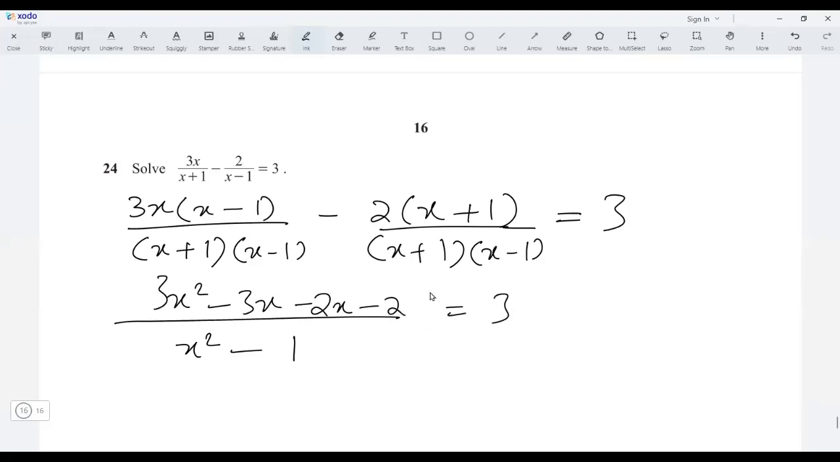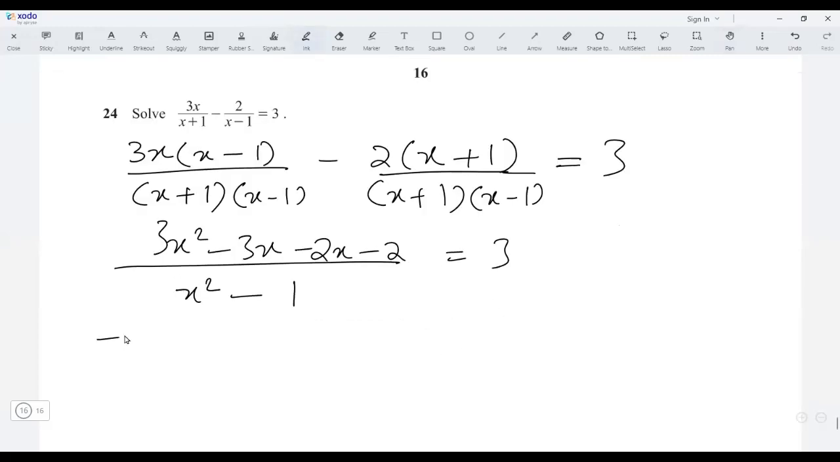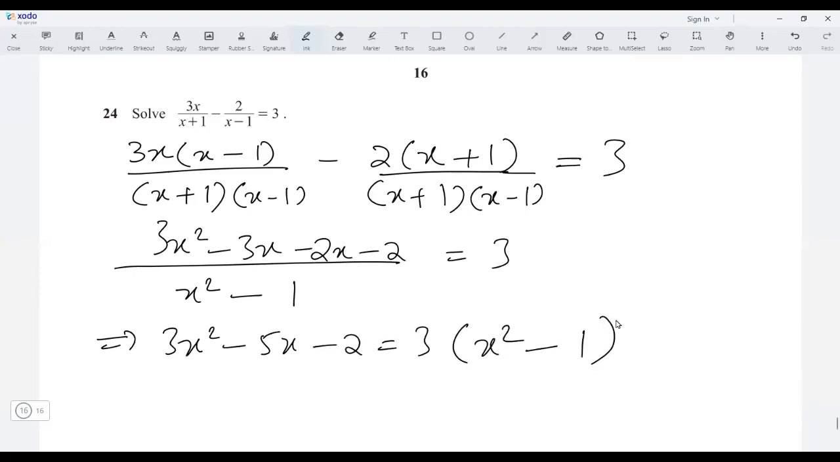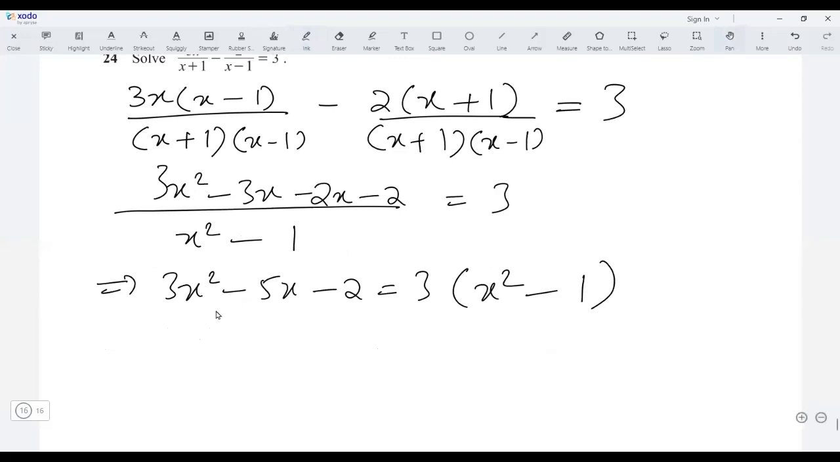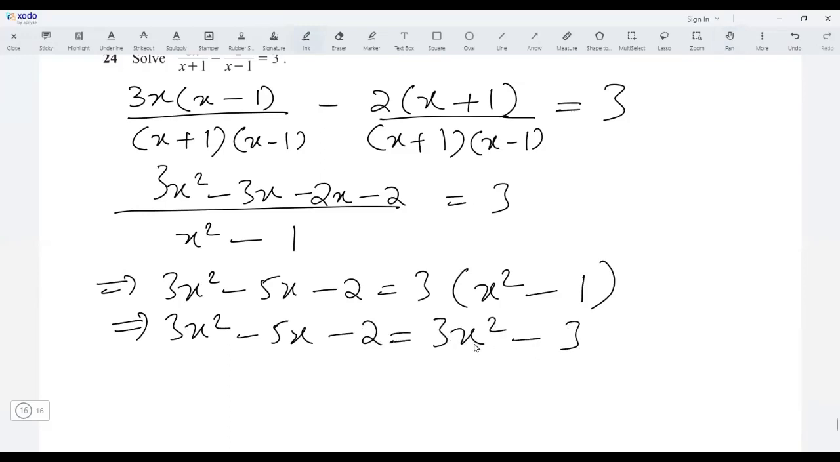Now cross multiply and simplify as well. 3x squared minus 3x minus 2x is minus 5x, and minus 2. The 3 is to be multiplied with x squared minus 1, so 3 is multiplied with both of the terms. So 3x squared minus 5x minus 2 equals 3x squared minus 3. So 3x squared is positive on both sides, we can cut them down. These two can be cut.